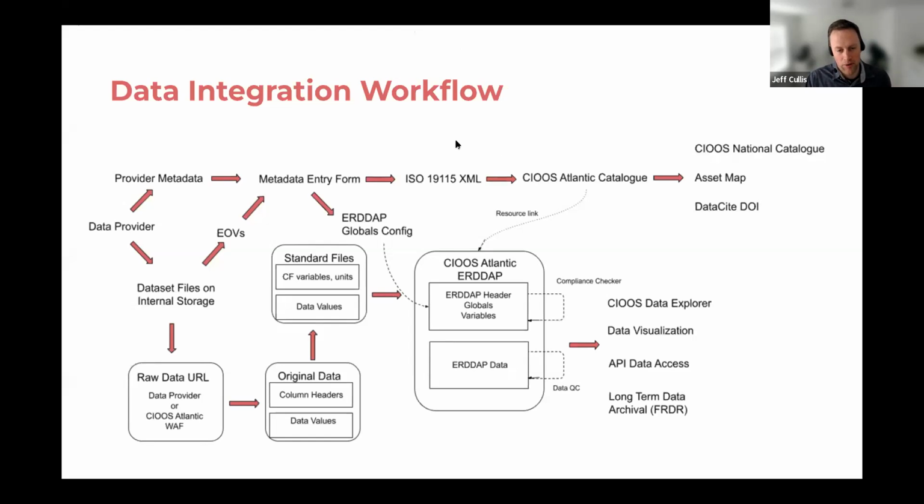And then we're starting to look at data QC a little bit more. We are relying usually on our providers for most of the QC so far, but that is one of the next things we're looking at. And then once all that stuff is available through the catalog and on our ERDAP server, we can look at things like minting DOIs, visualizing the data, getting API access to the data, and long-term data archival.